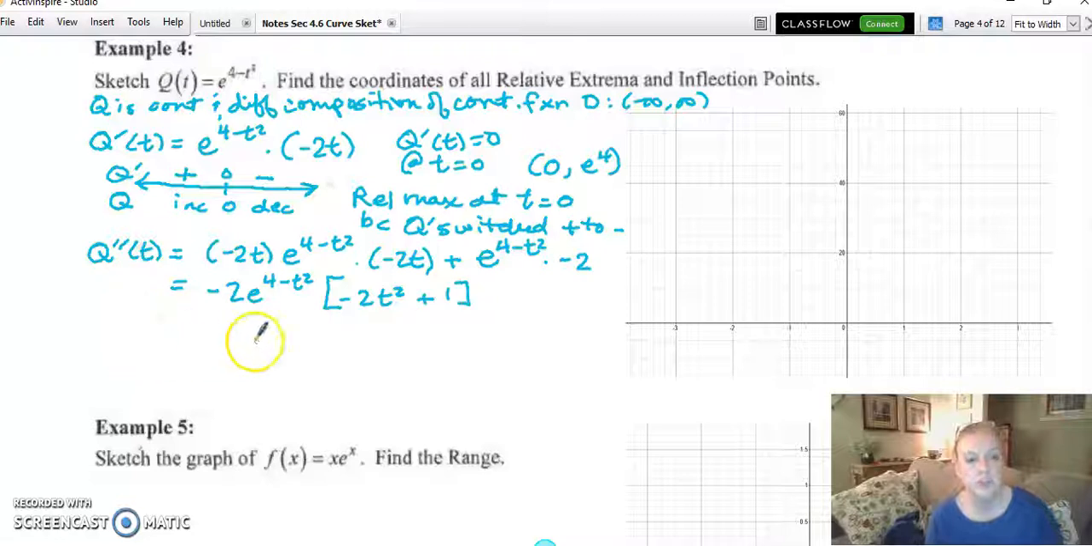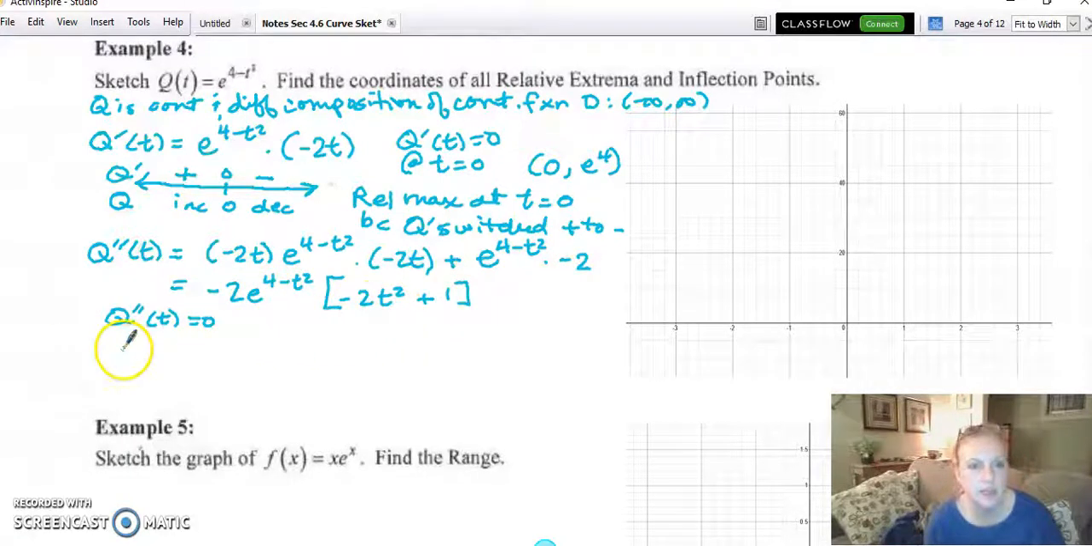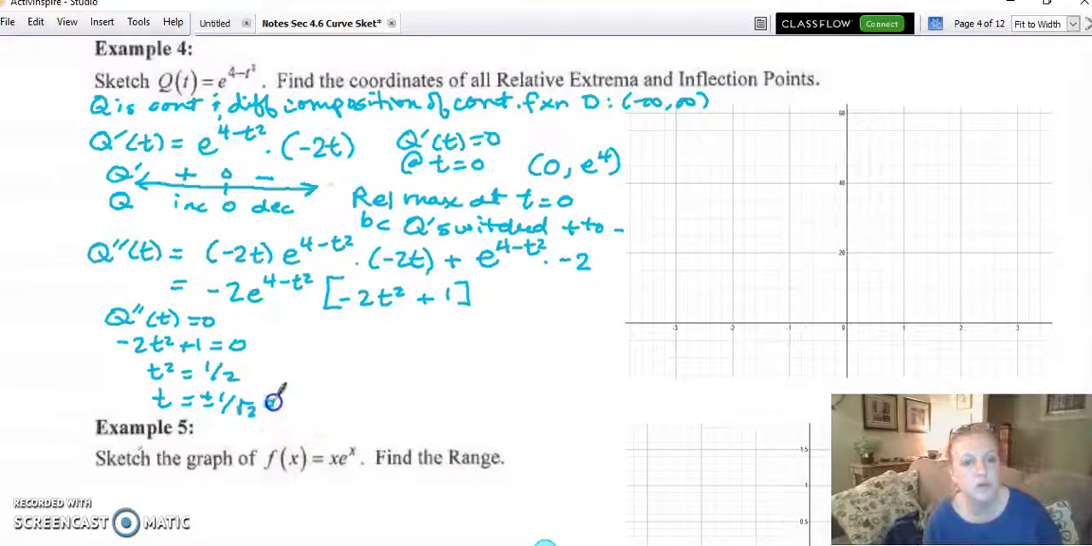All right, then we can pretty much know that our second derivative is going to be equal to 0 when this factor is equal to 0. Again, remember this one's not contributing, doesn't equal 0, so we're going to take our negative 2t squared plus 1. We're going to set it equal to 0. You're going to solve. T squared equals 1/2. So t equals plus or minus 1 over root 2, or plus or minus square root of 2 over 2.